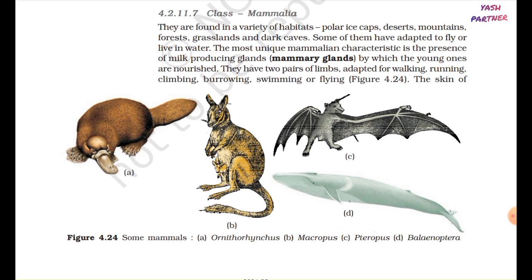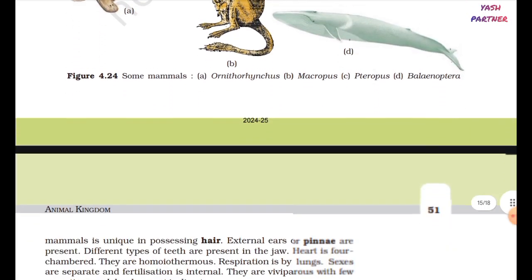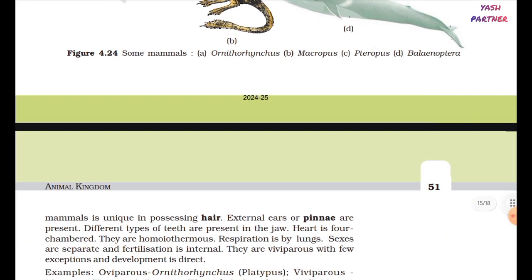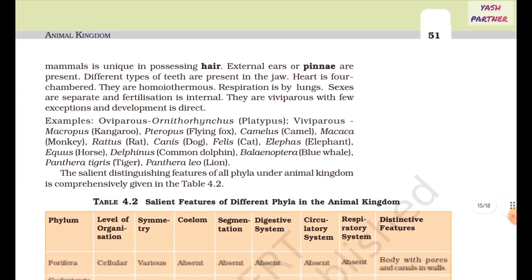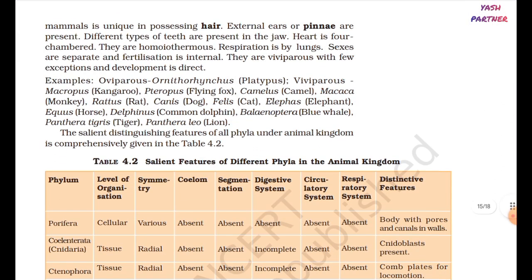Figure 4.24. The skin of mammals is unique in possessing hair. External ears or pinna are present. Different types of teeth are present in the jaw. Heart is four-chambered. They are homeothermous. Respiration is by lungs. Sexes are separate and fertilization is internal. They are viviparous with few exceptions and development is direct.